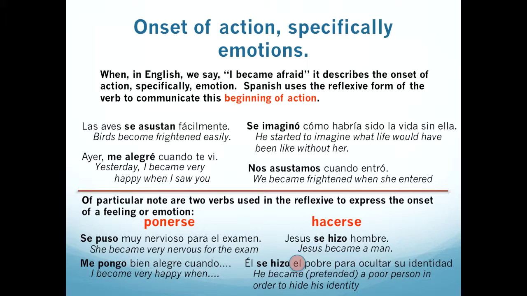Ella se hizo el presidente. She acted like the president. So you're going to have se hizo with the definite article and the thing that's being imitated. This is basically the reflexive uses.